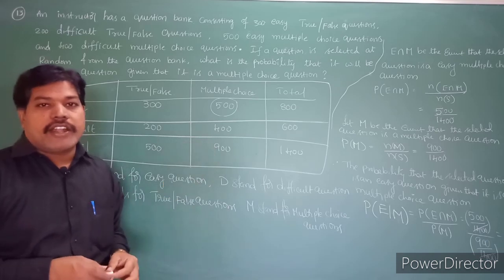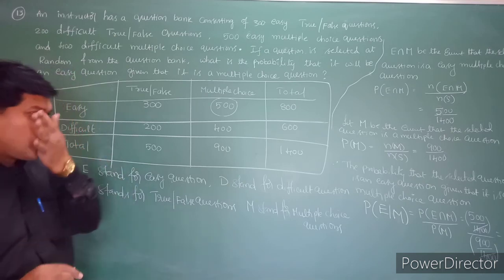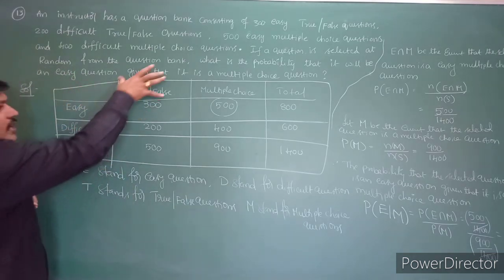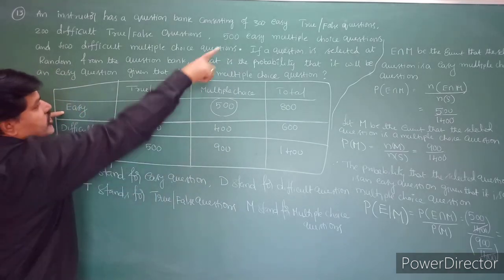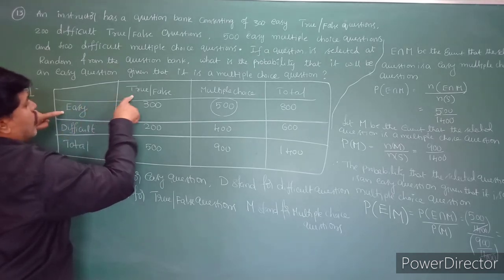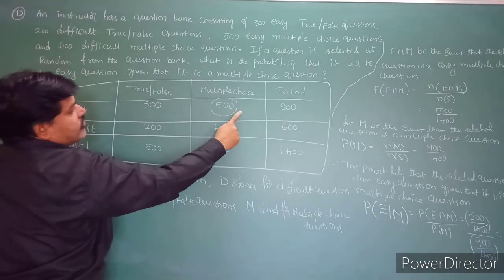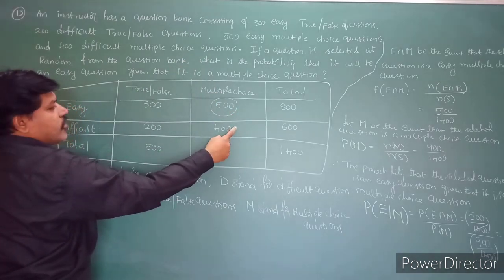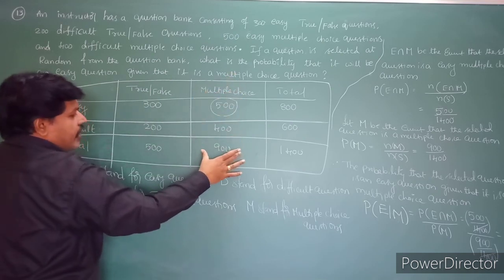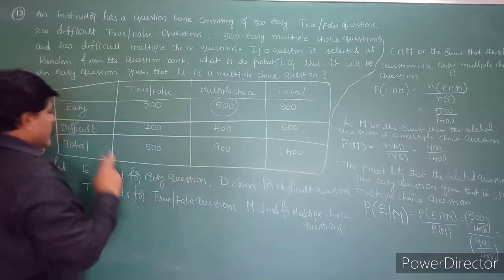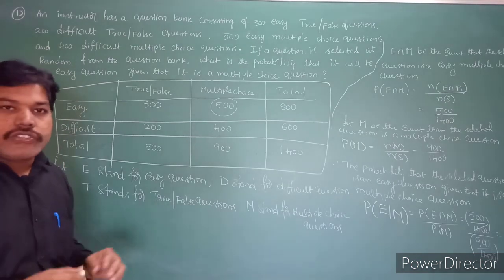Instead of that, we take the easy question as E and the multiple choice question as M. First we have to take the table, with easy and difficult, and true or false type questions and multiple choice questions. Easy true or false questions are 300, difficult true or false questions are 200, easy multiple choice questions are 500 and difficult multiple choice questions are 400. Total true or false questions are 500 and total multiple choice questions are 900. Total easy questions are 800 and total difficult questions are 600. The total questions are 1400.